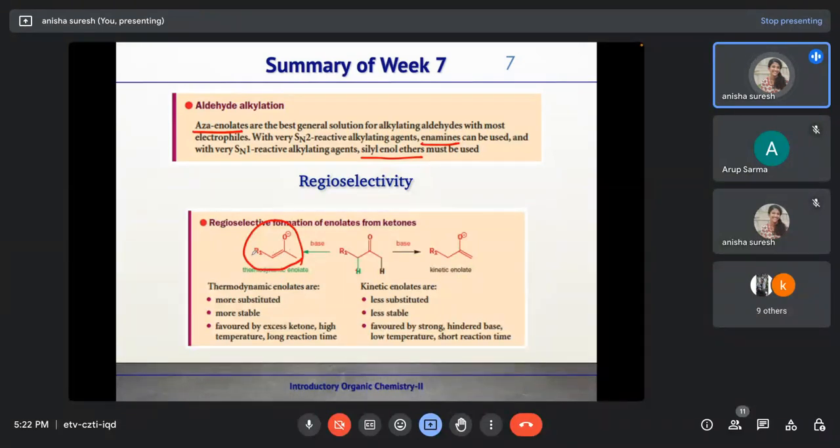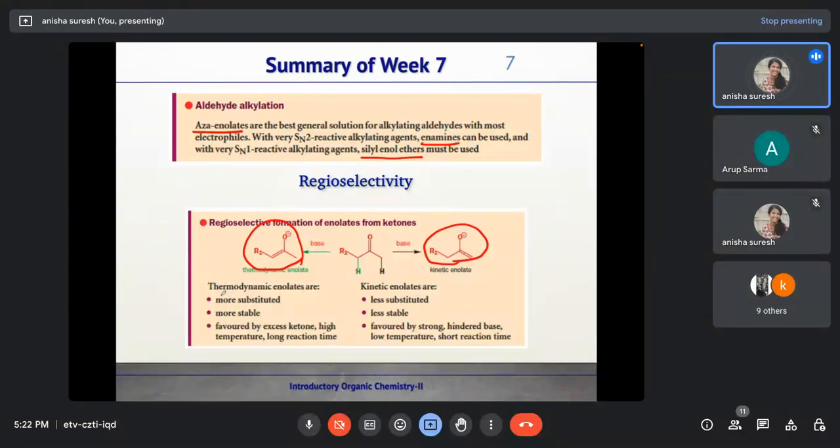Because of that, it can be known as the thermodynamic enolate, since it is more substituted, it will be the more stable enolate. And if this proton is abstracted by the base, it will give rise to this enolate. This is less substituted, hence it will be less stable. So this is known as the kinetic enolate.